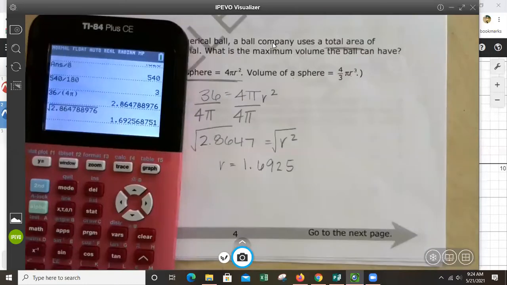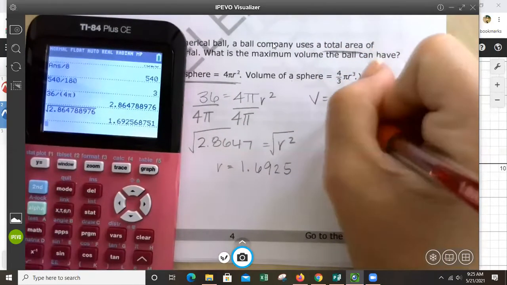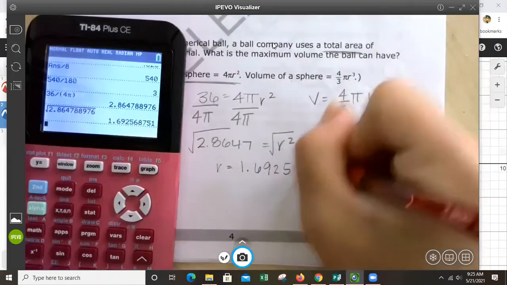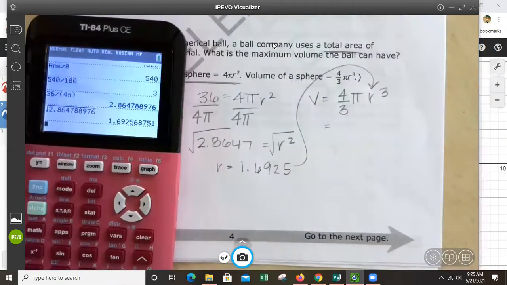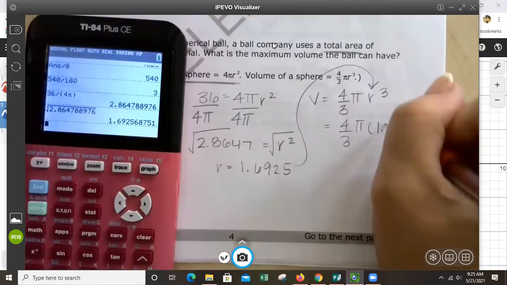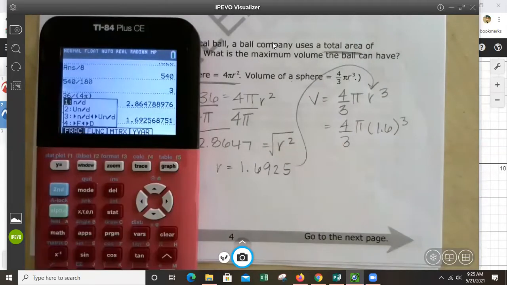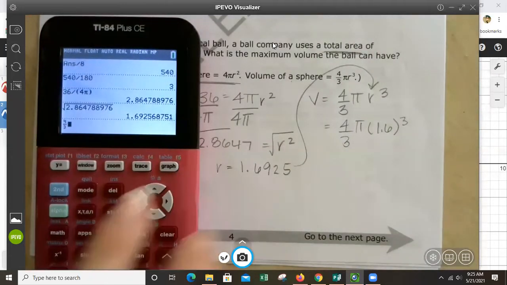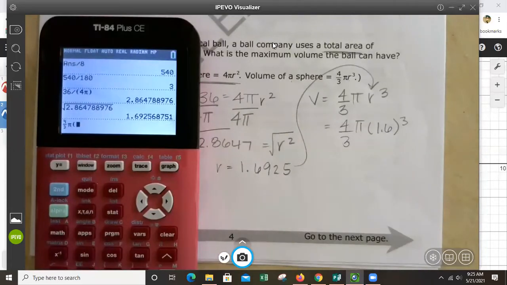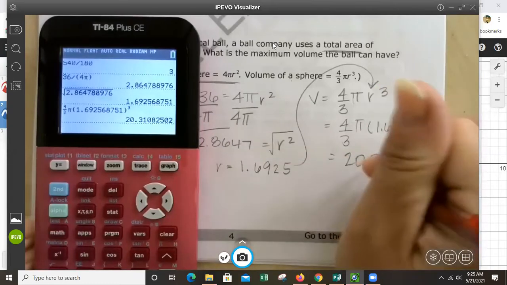All right, so there's your radius that I can throw into my volume formula. So I'm going to do that in my calculator because, again, I'm too lazy to put all those numbers in. I'm just going to use the one in my calculator. So alpha y equals 4/3. I have pi. And then I have this number to the third. 20.31.